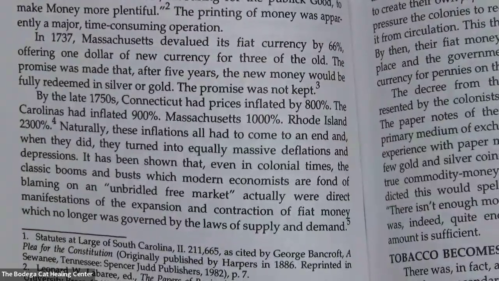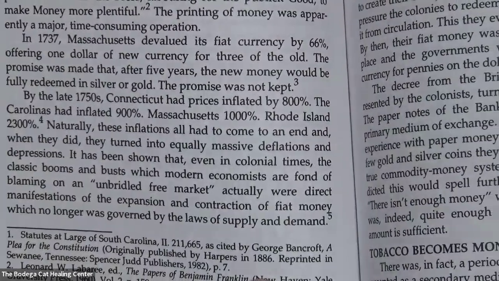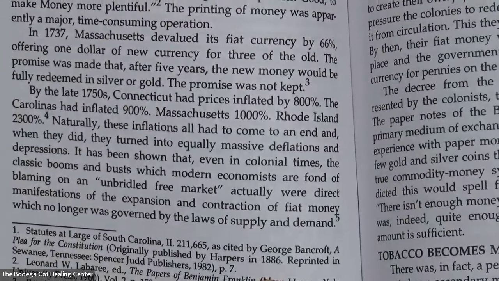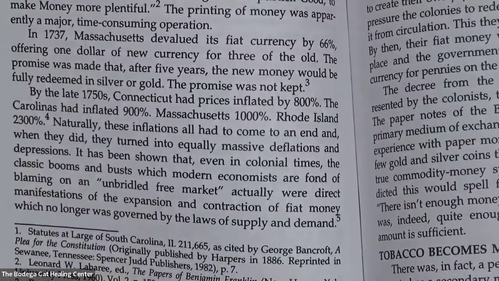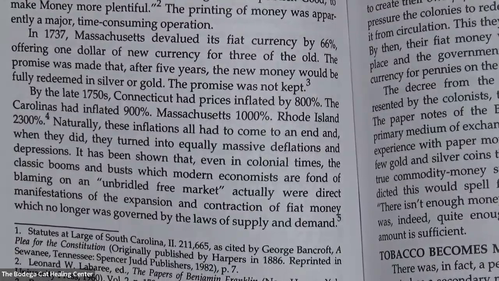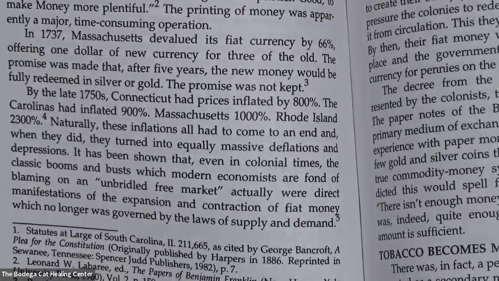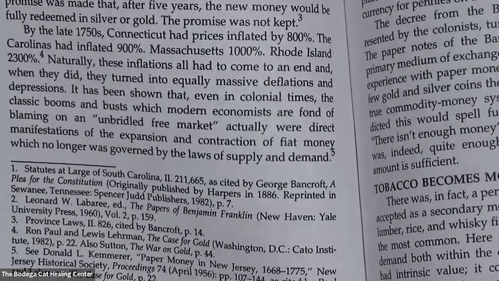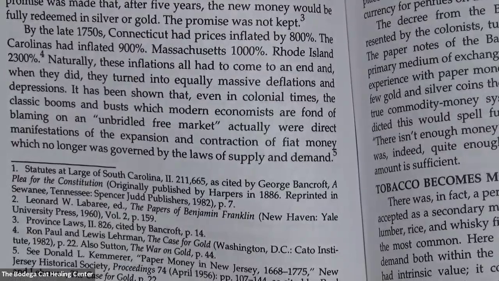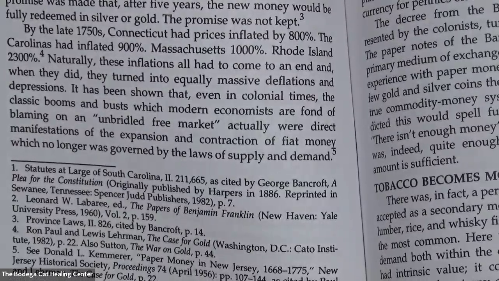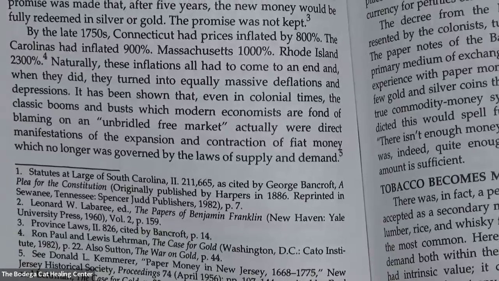In 1737, Massachusetts devalued its fiat currency by 66%, offering $1 of new currency for 3 of the old. The promise was made that after 5 years, the new money would be fully redeemed in silver or gold. The promise was never kept. And that was from Province Law 2, maybe Volume 2. I don't know what that means. 826, cited by Bancroft, page 14.